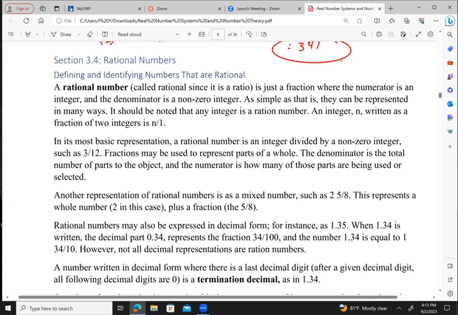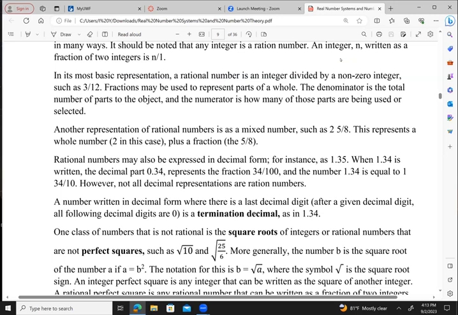Another representation of rational numbers is a mixed number, such as 2 and 5/8. This represents a whole number, 2 in this case, and a fraction, the 5/8. Rational numbers may also be expressed in decimal form, for instance, 1.34. When 1.34 is written, the decimal part, 0.34, represents the fraction 34 over 100. The number 1.34 is equal to 1 and 34 100ths.